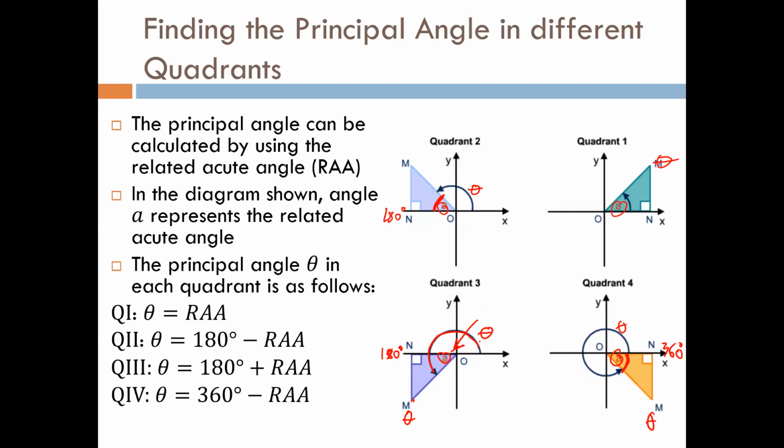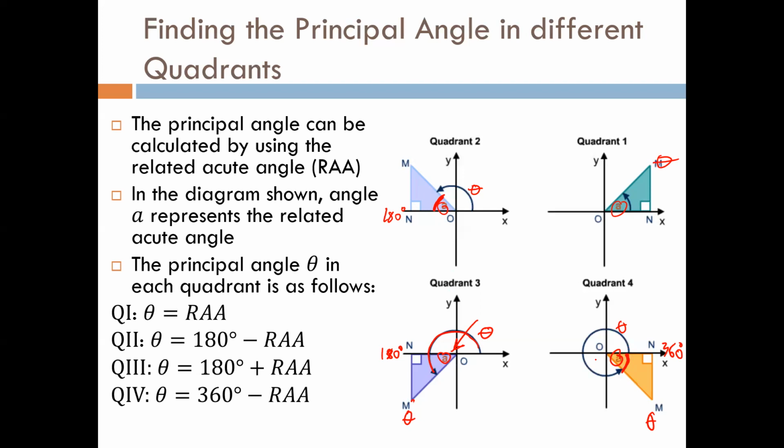So again, in the first quadrant, the related acute angle is equal to the principal angle. In the second quadrant, the principal angle is simply going to be 180 minus the related acute angle. In the third quadrant, it's going to be 180 degrees plus the related acute angle that's below it. And in the fourth quadrant, we're simply taking 360 degrees and subtracting off the related acute angle that is remaining to get to 360 degrees. So we take 360 degrees minus the related acute angle to find the principal angle there.